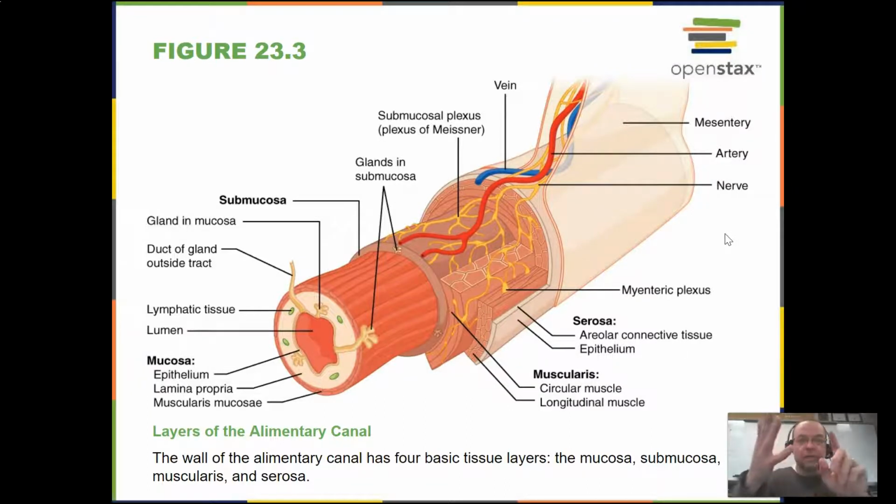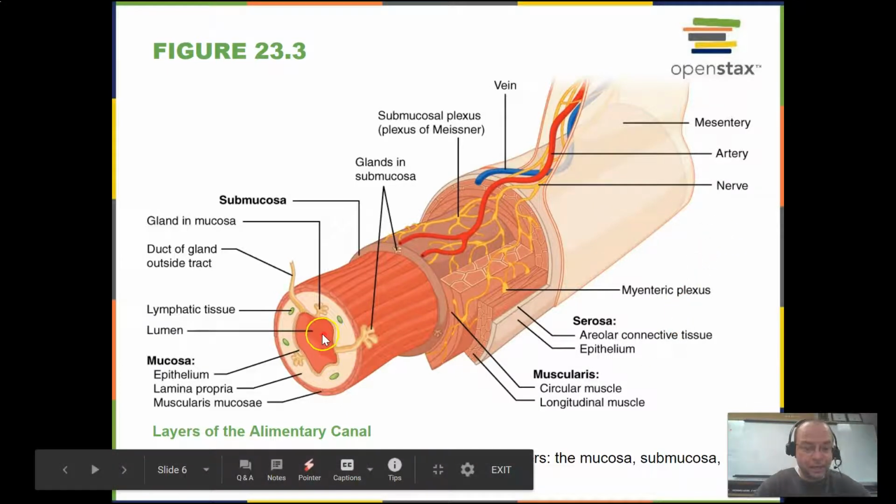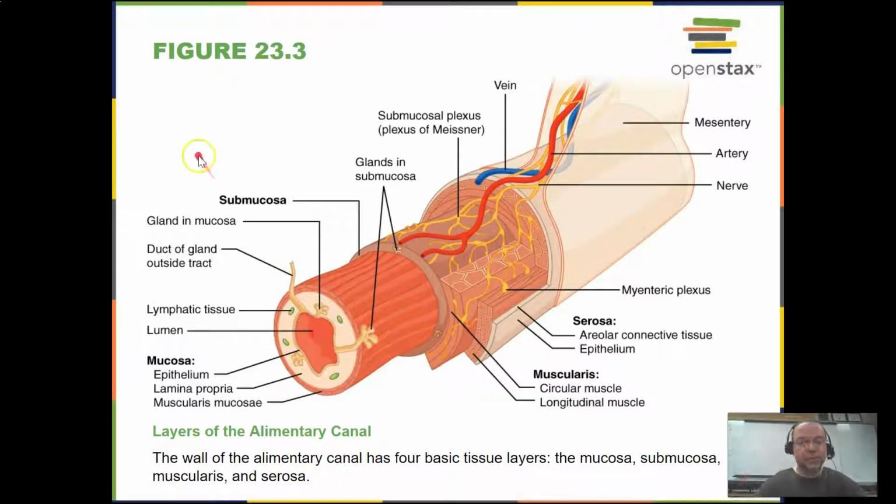And whether it's your esophagus or your stomach or your small intestine or your large intestine, there are 4 layers of tissue that make up your alimentary canal. So going from the inside out, the inside, we have what's called a lumen. It's not considered a layer, but it's the lumen. The lumen is the hollow space within the alimentary canal. So the lumen of your esophagus is the hollow space in your esophagus. The lumen of your stomach is the hollow space within your stomach which receives the food.